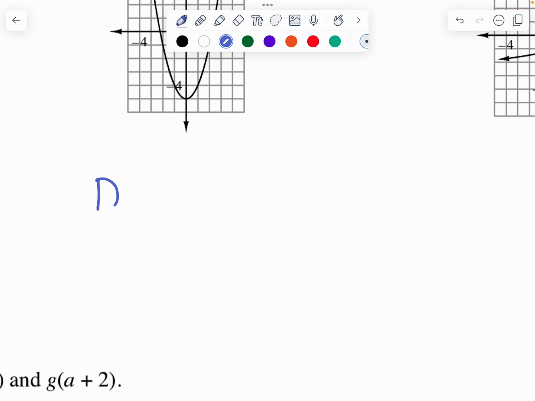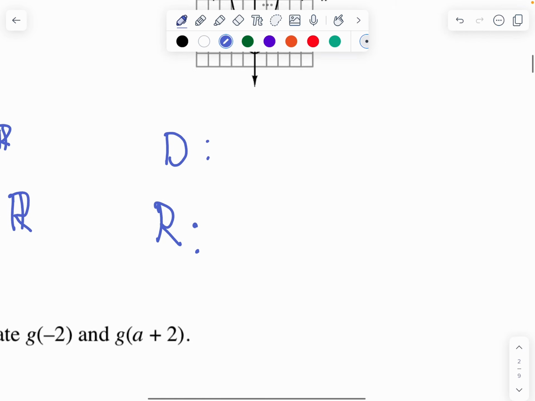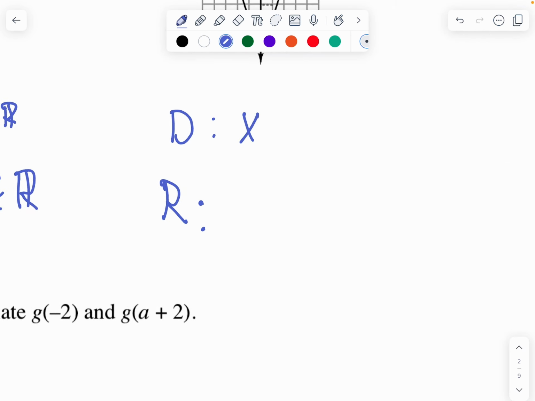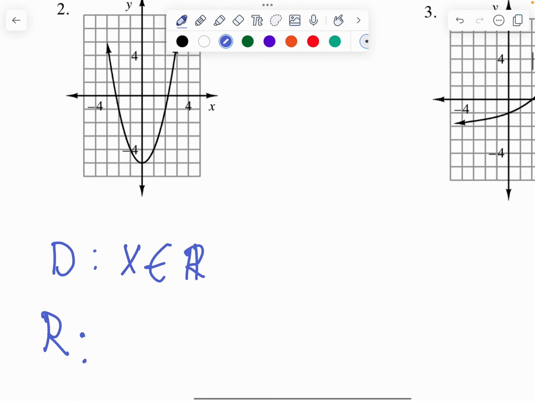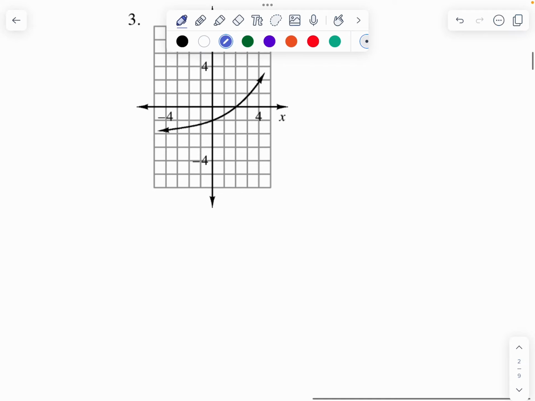Next one, domain and range. For this one, X is going to be equal to all real numbers. And range bottoms out at -5, so Y is going to have to be greater than or equal to -5.